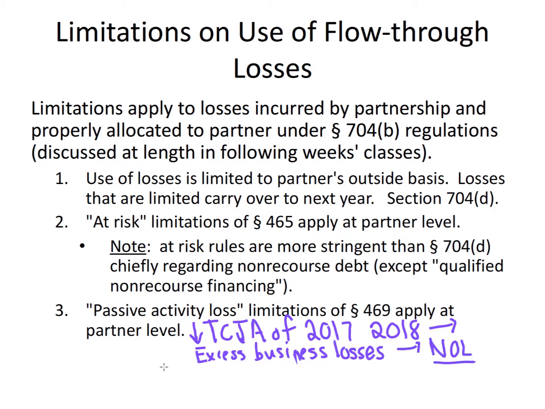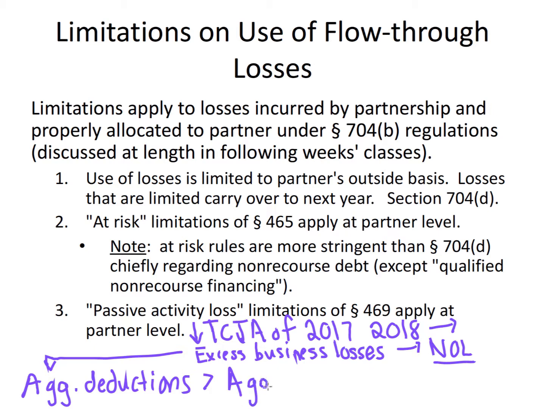Now, an excess business loss is defined, you look at the business entity, the actual activities of the business entity, you look at the aggregate deductions when they exceed the aggregate income, again, from the business entity, plus $500,000 if you're married filing joint, or $250,000 for all other taxpayers.